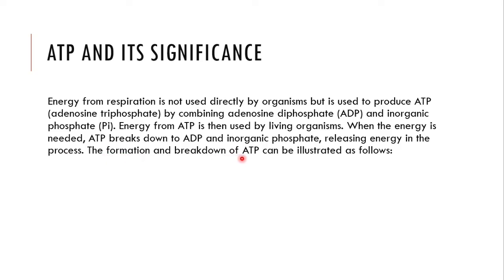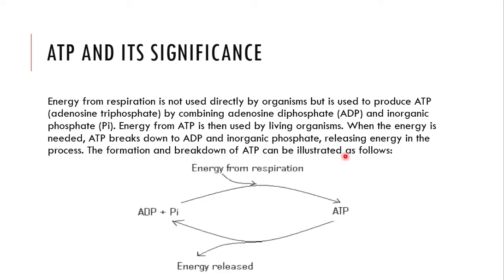The formation and breakdown of ATP can be illustrated as follows. So I think I'll explain better with this diagram. We're saying that the energy from respiration is used to form ATP. As you can see, energy from respiration is used to form what? ATP, by combining ADP and inorganic phosphate. So ADP is adenosine diphosphate, okay? Pi is inorganic phosphate. They will combine to form ATP. Energy from respiration will be used to combine these two to form ATP.